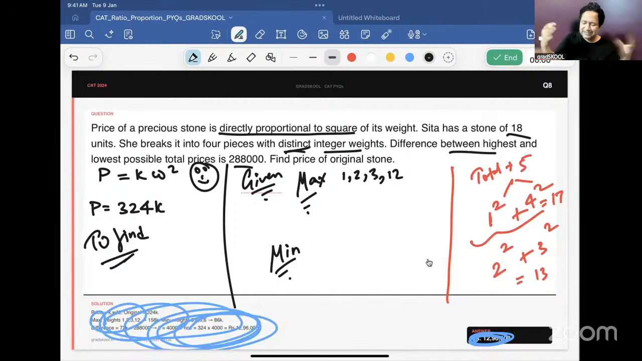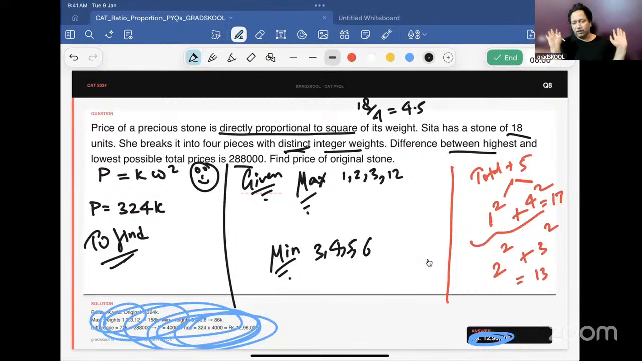For the minimum, let's have them as close as possible. Now, how to do that? There are 4 parts. 18 is the sum. 18 upon 4 becomes 4.5. The average should be 4.5 and things should be distinct. So 4.5 is the average. I can get 4 here, 5 here, 3 here, 6 here. So 3, 4, 5, 6. And now my problem is solved.